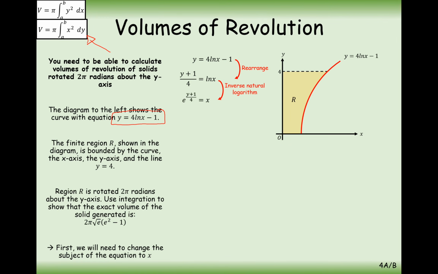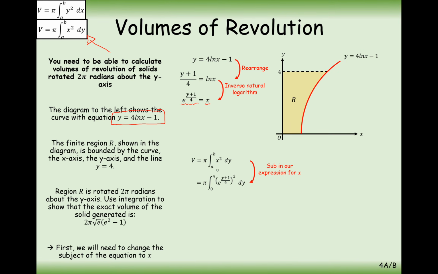That will e both sides. So our equation here is going to be x equals e to the power of (y plus 1) all over 4. And then when we use this second formula down the bottom here and we're rotating around the y-axis, we're going to be substituting in x for this expression relating to y here, so that we can then integrate with respect to y. So let's do that then.